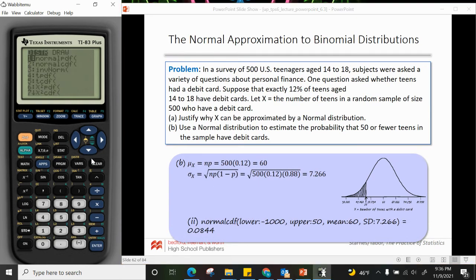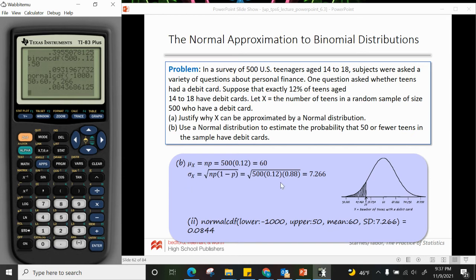Second, VARS, normal CDF. My lower bound here is negative 1,000. My upper bound is 50. My mean is 60. Then my standard deviation is 7.266. Press enter, and here's the probability. Using the normal CDF approximation, you get 0.084. So the binomial gave us 9.3%, and this gives us 8.4%. So it's really not that far off. It's a pretty good estimation, actually.